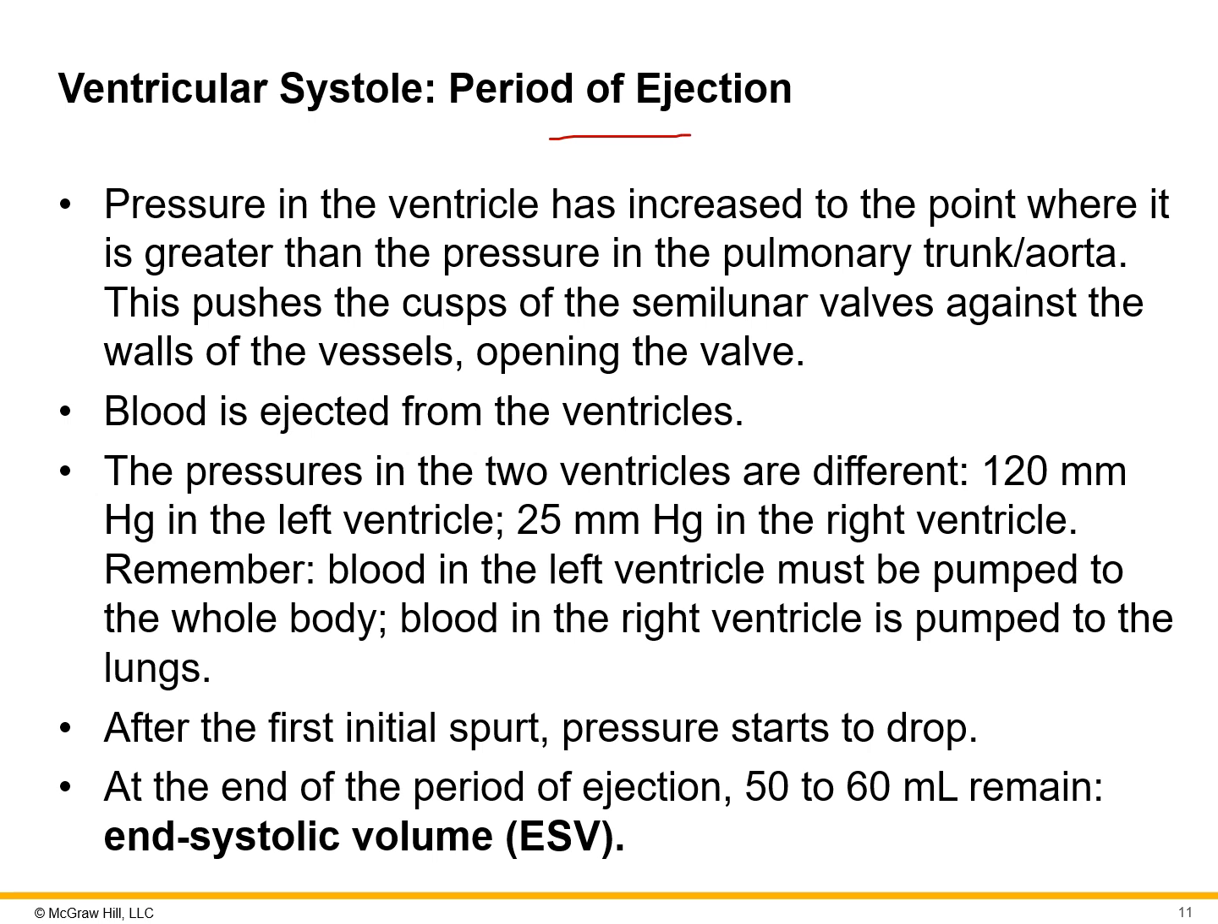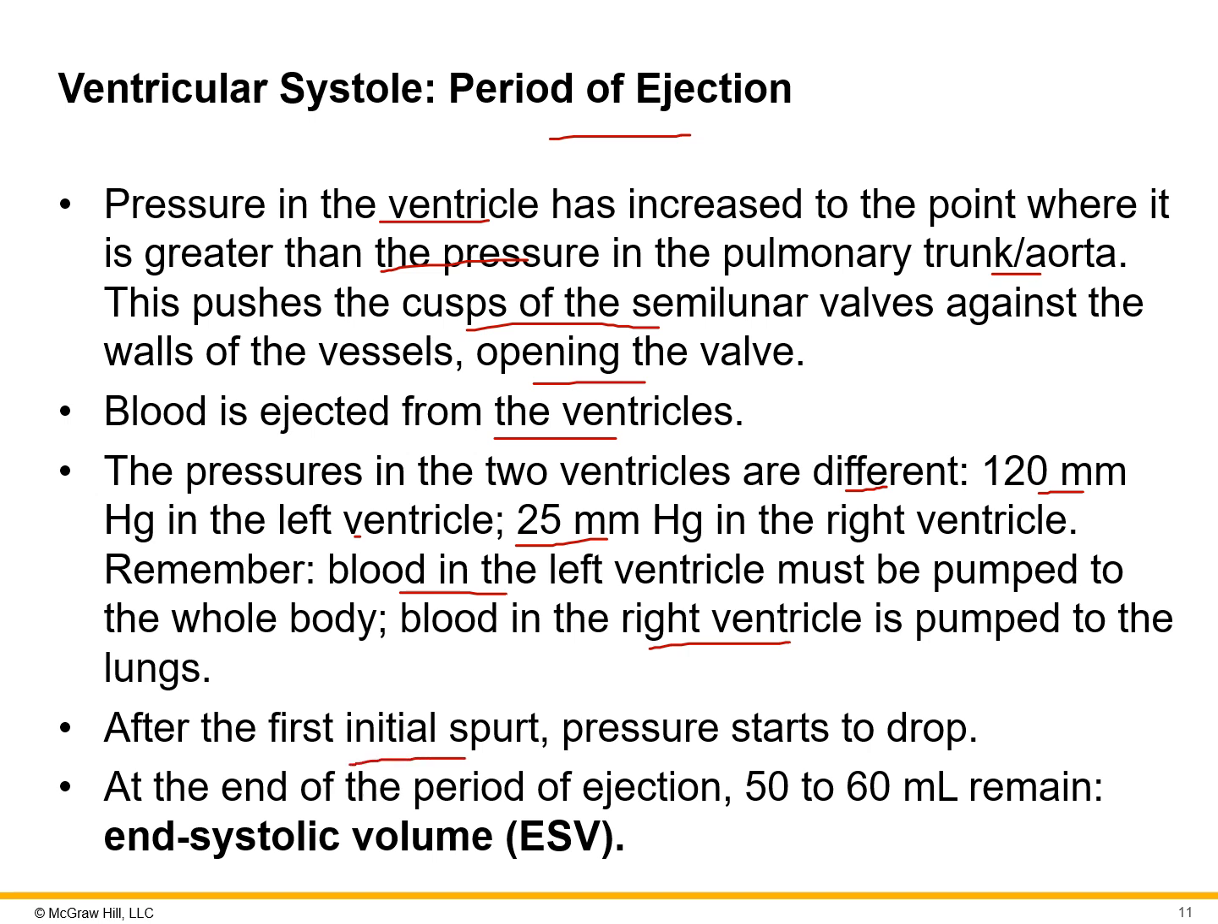We also have this period of ejection, so that pressure in the ventricles is increased. Now it's greater than the pressure in the pulmonary trunk and the aorta. That pushes the cusps of the semilunar valves open, and the blood is ejected from the ventricles. The pressure in the two ventricles is a little different. It's 120 millimeters in the left ventricle, only 25 in the right. Remember, blood in the left must be pumped to the whole body. In the right, it's only going to the lungs, so it doesn't need quite as much force or pressure.